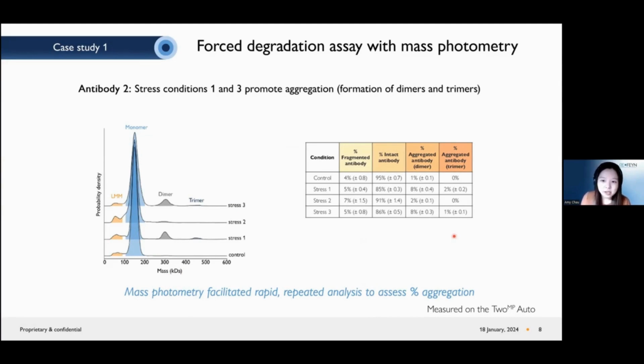And by comparing the relative abundance, we can identify that stress conditions 1 and 3 promote higher dimer and trimer levels, with stress number 1 having the highest trimer aggregation. And based on this information, the users can quickly screen for candidates that are suitable for different purposes. And so overall, in this case study, we show that mass spectrometry is a great analysis tool for rapid repeated analysis for both aggregation and fragmentation.